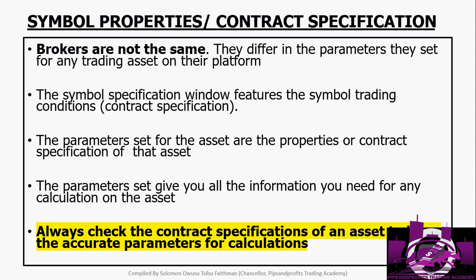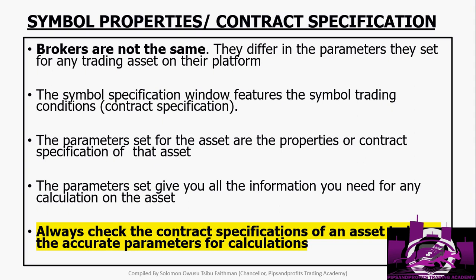Okay, so we said that with the symbol properties and contract specification, brokers are not the same. They differ in the parameters they set for any trading asset on their platform. The symbol specification window features the symbol trading conditions. That is your contract specification. The parameters set for the asset are the properties or the contract specification of that particular asset. So the parameters they set give you all the information you need for any calculation on the asset.